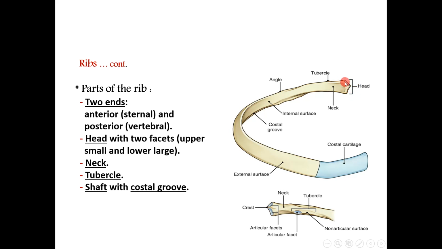Of course, this will articulate with the articular facets in the thoracic vertebra here, and this facet also articulates with another facet in the thoracic vertebra. So it has two facets that articulate with the thoracic vertebra. So all this is called the head, and it also has a neck.